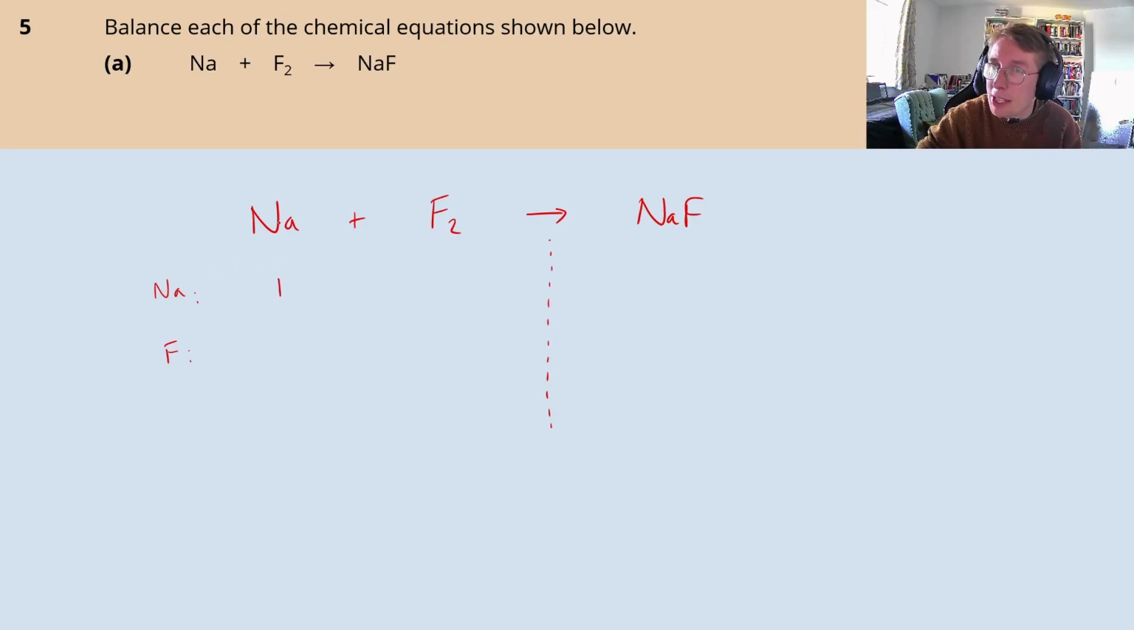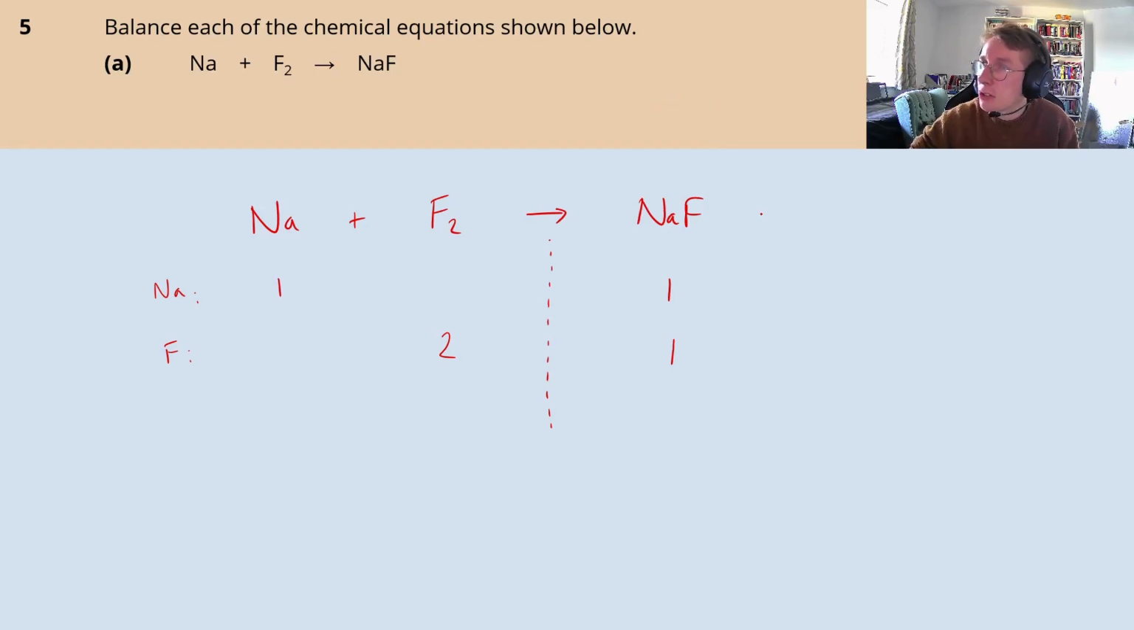So we've got 1 atom of sodium on the left, we've got 1 atom of sodium on the right. That's balanced, brilliant, no problems there. Now let's look at the fluorine. We've got 2 atoms of fluorine on the left, denoted by that F2, so I'm going to write 2 there. And we've got 1 atom of fluorine on the right. Oh, that's not balanced, so we've got an issue, so I need to do something.